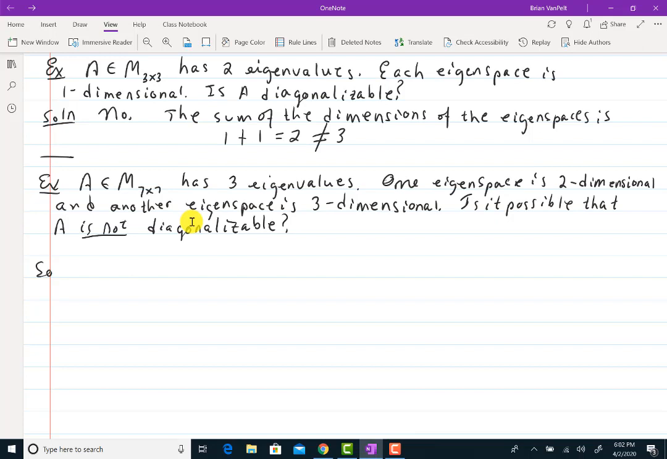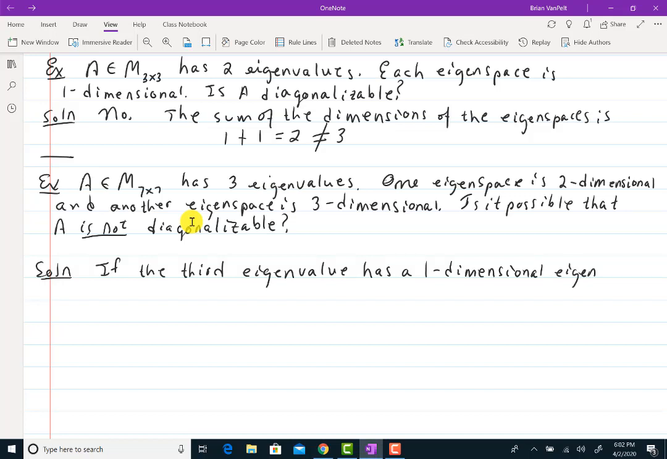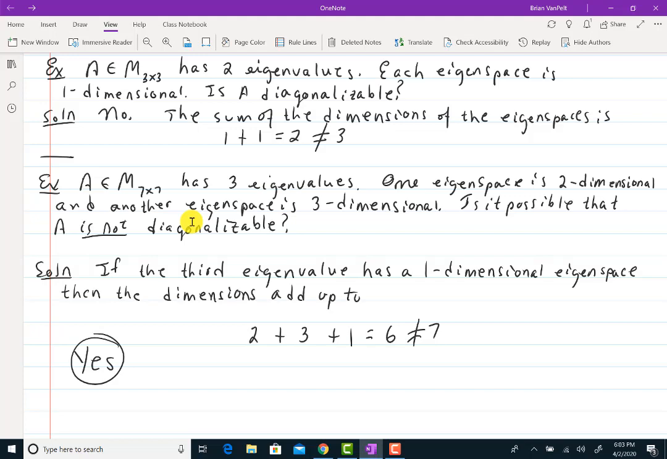Well, let's take a look. Remember it has 3 eigenvalues. If the third eigenvalue has a one-dimensional eigenspace, then the dimensions add up to, so what do we have? We had a 2-dimensional one, then we had a 3-dimensional one, and now this one is a 1-dimensional one. That's a total of 6, which is not equal to 7. So is it possible that it's not diagonalizable? The answer to this question is yes.